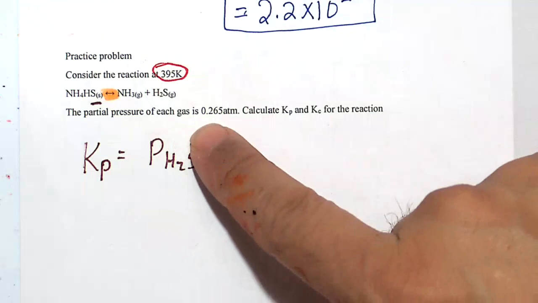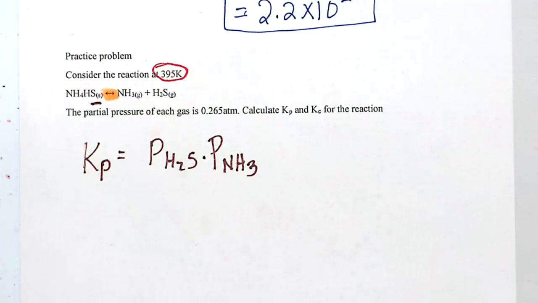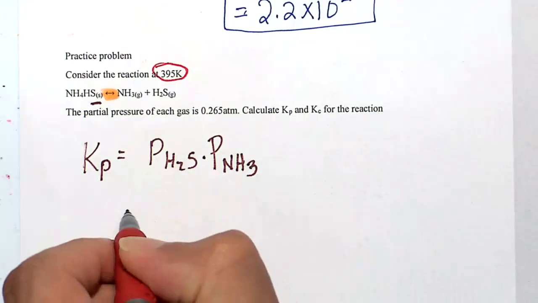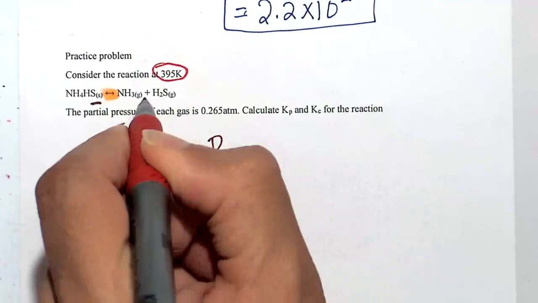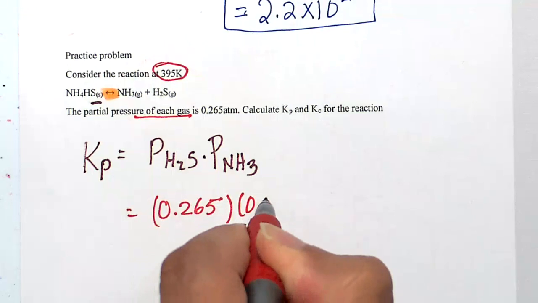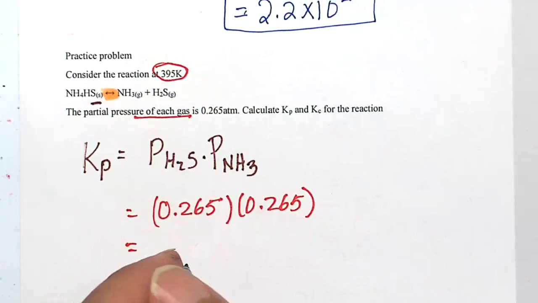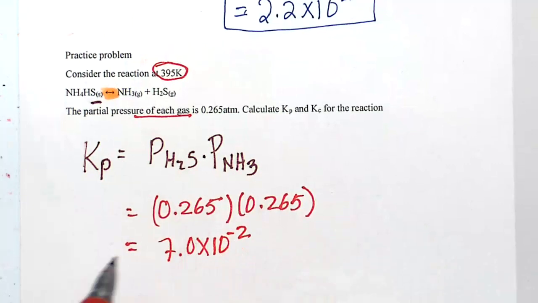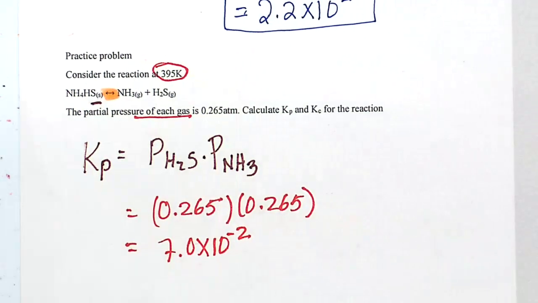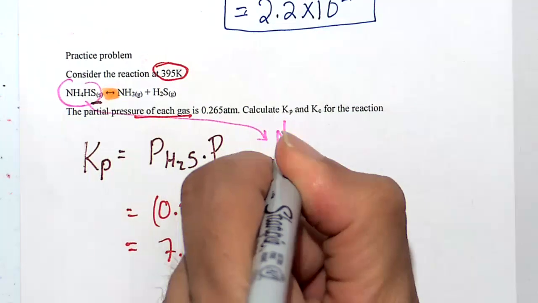The partial pressure of each gas is 0.265. Let's assume this is equilibrium, that this reaction has settled. So at equilibrium, we'll just put the 0.265 here for each gas. Those are our two gases. 0.265 squared is 7.0 times 10 to the minus 2. Again, we don't worry about units. And just as a reminder, no NH4HS because it's a solid.